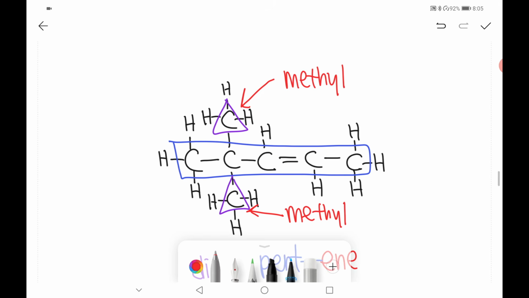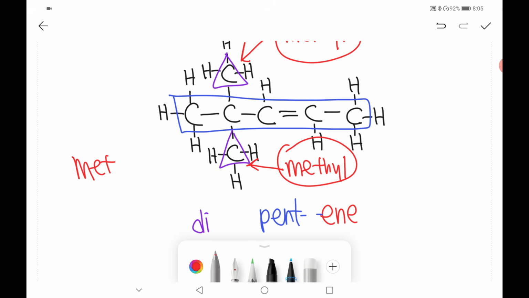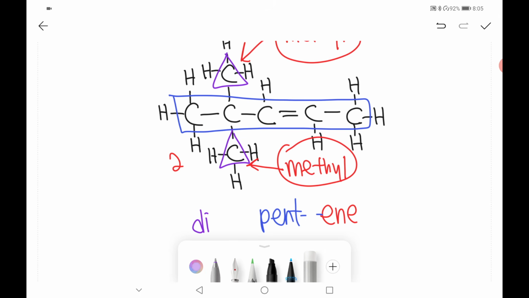So when we have two methyl branches, how do we call it? You can just call it dimethyl. Di means you have two methyl branches. So just call it dimethyl. Okay, so let us finish it.